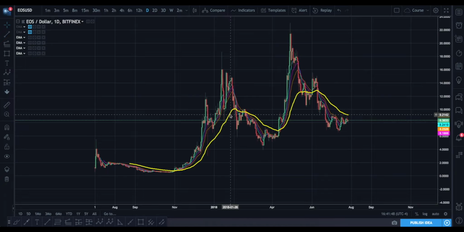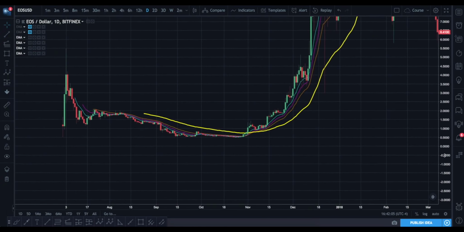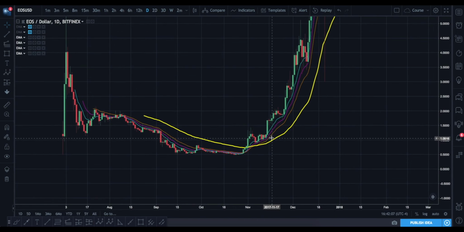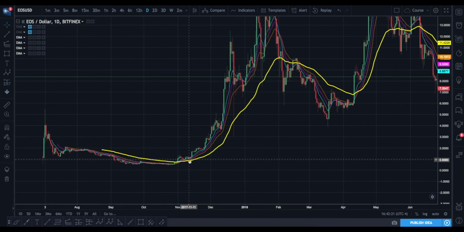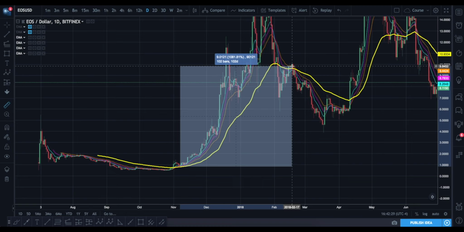Now, we're going to look at EOS. Let's use this on the daily level first and see how it would have played out. You can see here, you would have opened your long right here, right? And where would you have closed it? Right here, right? Exactly. This is an astronomical gain. That's 1,080% in a 100-day time period. You can't get this anywhere else.